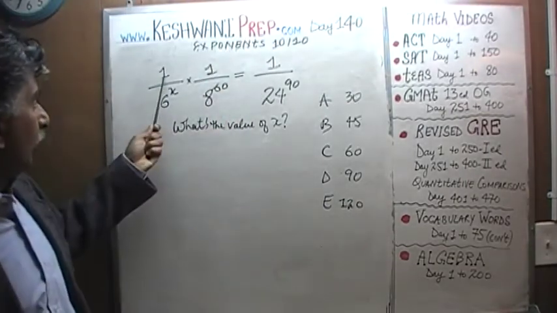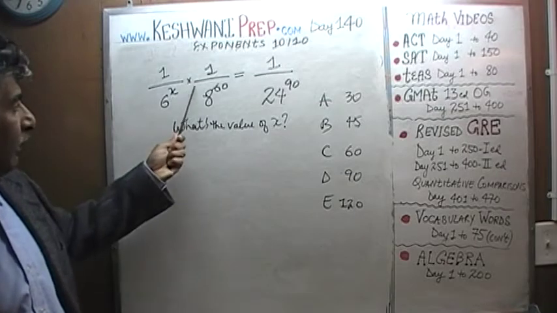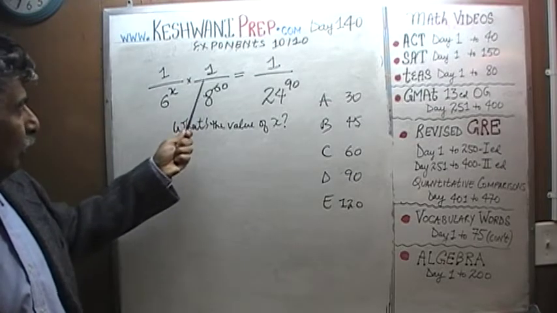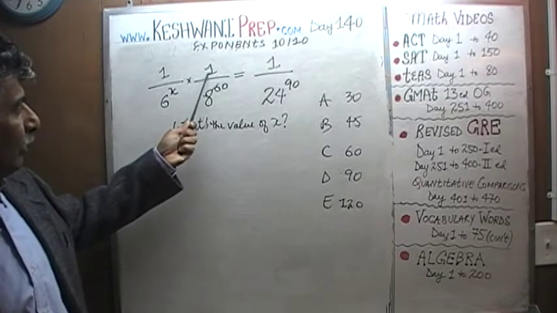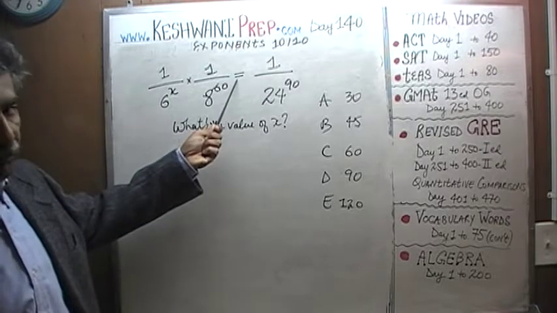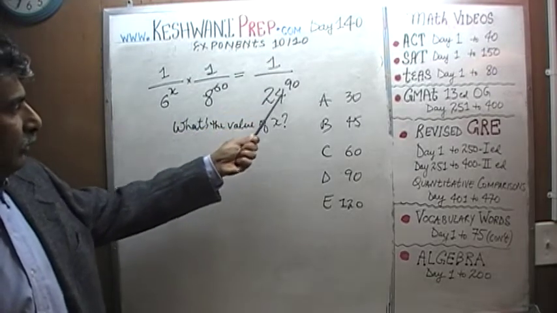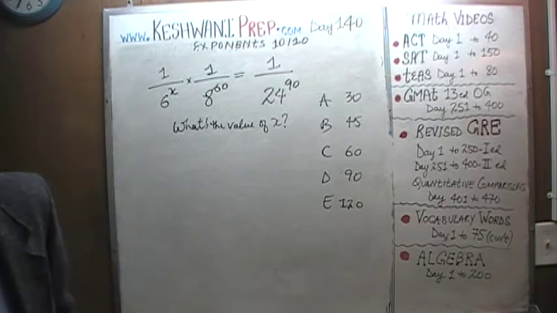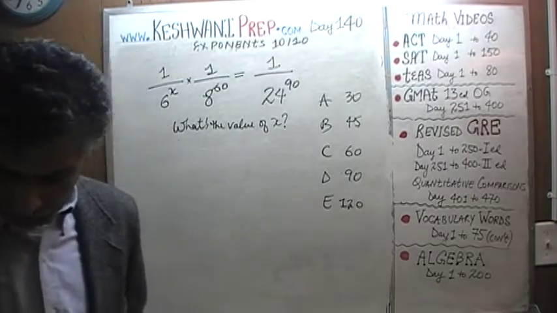One more time. 1 over 6 raised to x times 1 over 8 raised to 60 equals, we are told, 1 over 24 raised to 90. I'll give you 5 seconds for you to be able to pause and unpause the video.